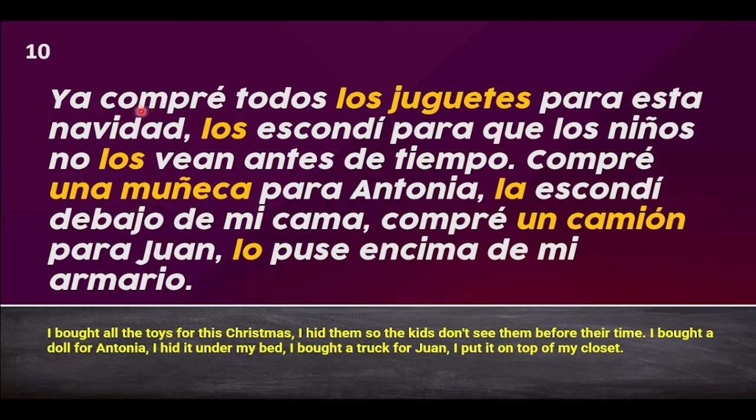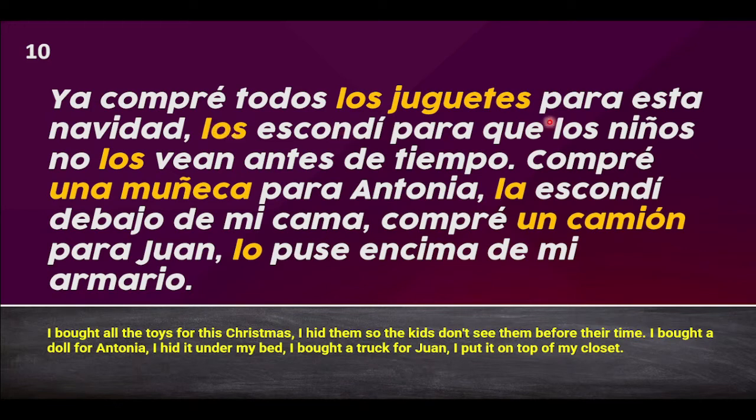Ya compré todos los juguetes. Los juguetes will be the thing that we're going to replace. They're already giving me the answer with which pronoun I should replace it. Los, ¿sí? Because los is juguetes, and juguetes is plural and masculine. Para esta Navidad, los escondí. What are the reasons I put this here? Because I only have one verb, so I have to put the direct pronoun, the thing that is replacing, before it. So I don't have to say juguetes, juguetes, juguetes again.